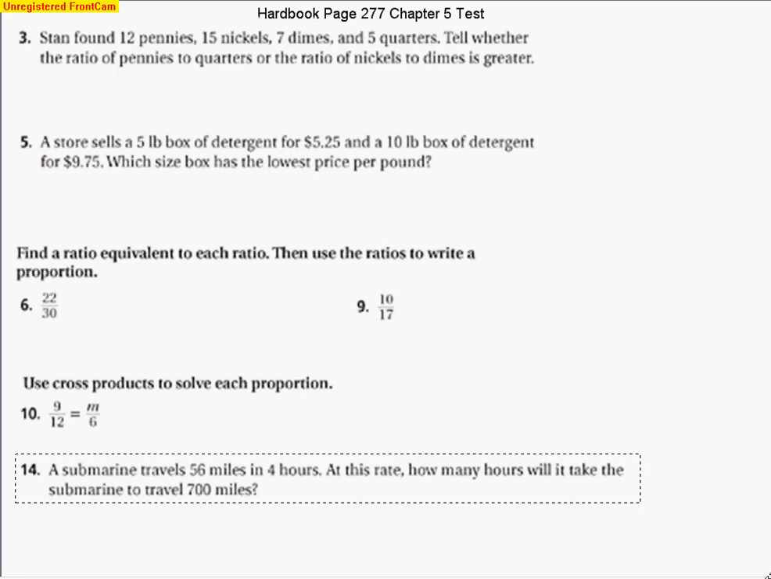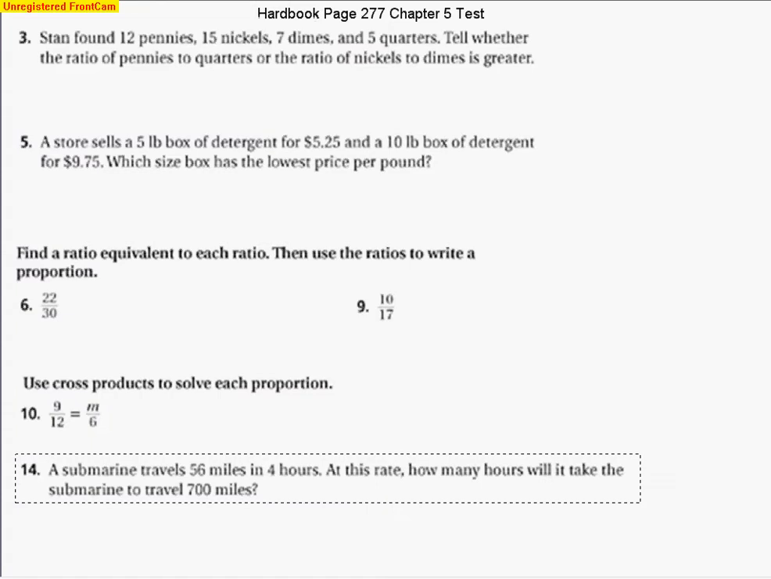These are selected problems from the hard book, page 277, the Chapter 5 test. Typically when you have the Chapter 5 test from the textbook, you're going to have a test tomorrow. So let's try seeing if we can figure out how to do these problems.